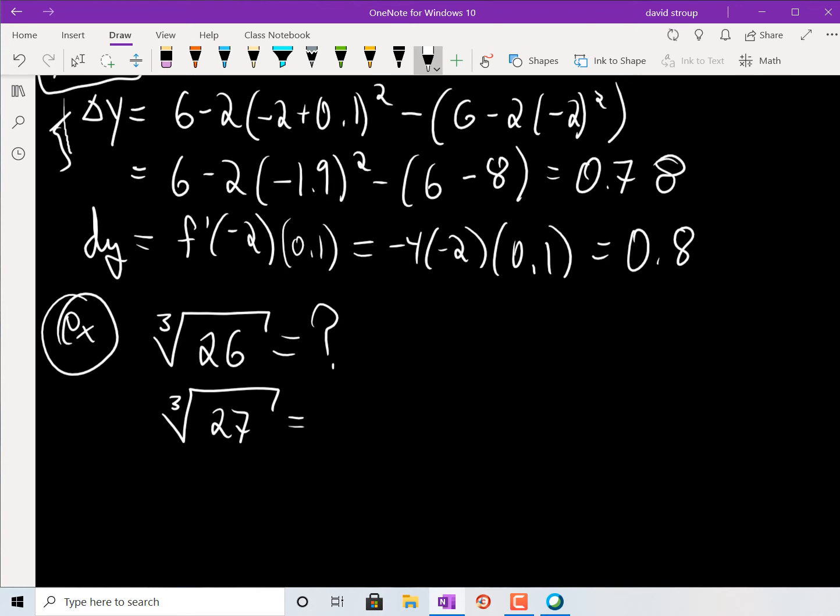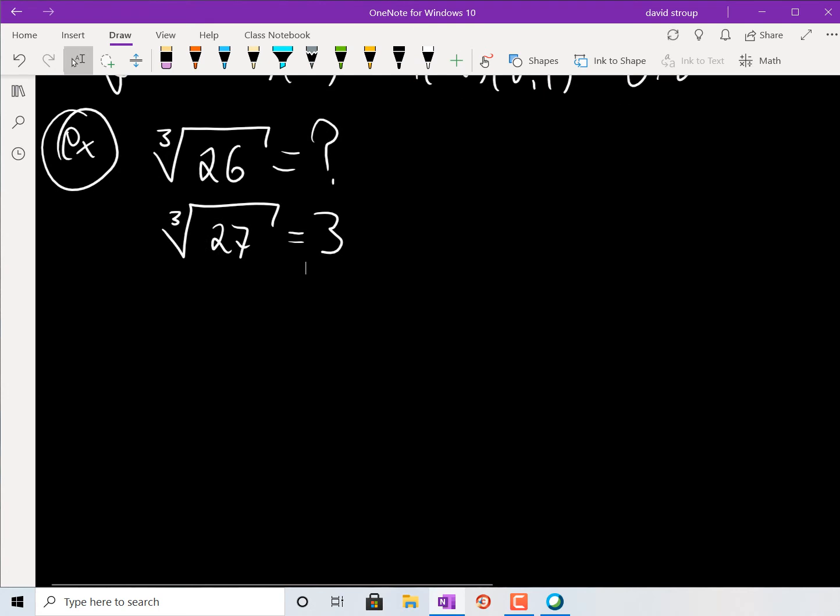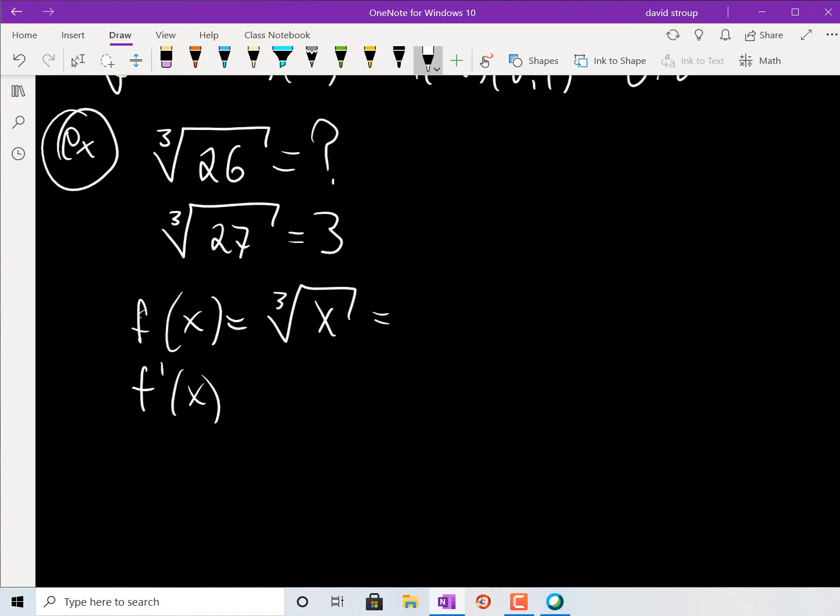So the cube root of 27, of course, is just 3. So what you do is call this function f of x equal the cube root of x. And in order to pull this off, I'm going to need its derivative, so I'm just going to go ahead and get that. This will be x to the 1/3. Bring the 1/3 down, so you get 1/3 x to the negative 2/3.